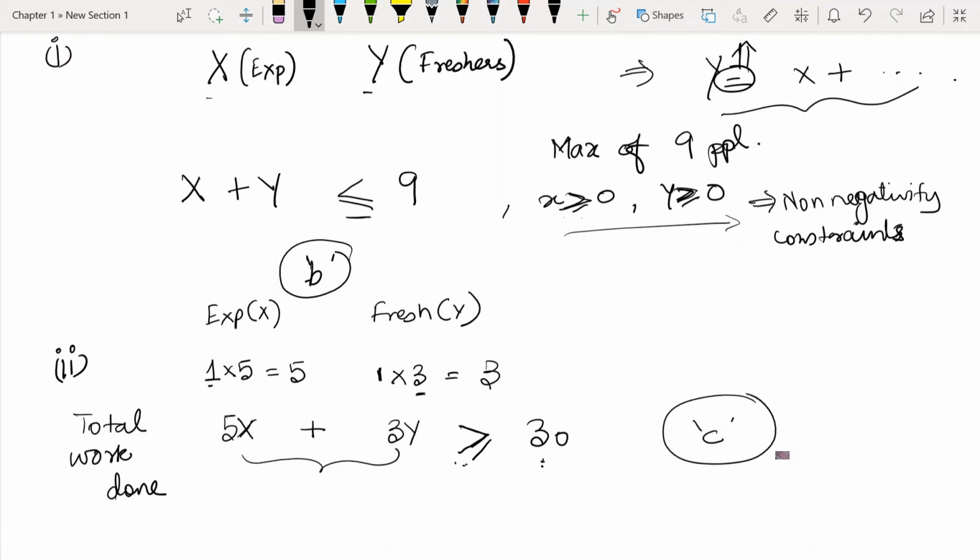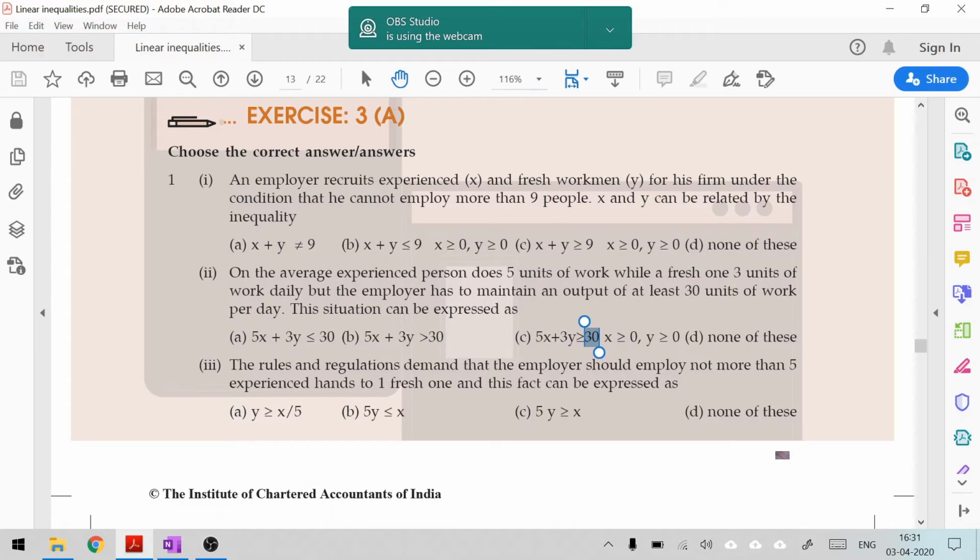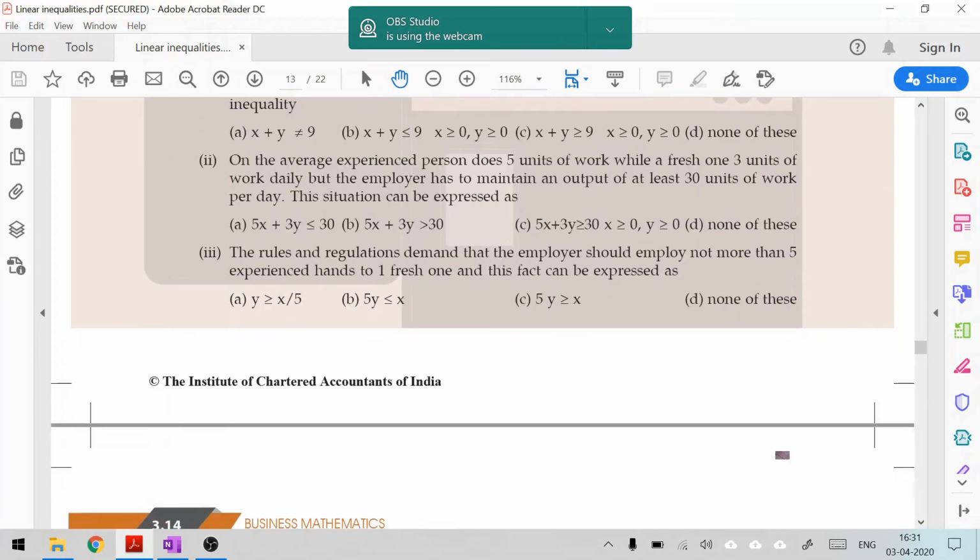Okay, let's go to the next part, part 3. The rules and regulations demand that the employer should employ not more than 5 experienced hands to 1 fresh one, and this fact can be expressed as what? So just go through the question once again in your head and try to understand.